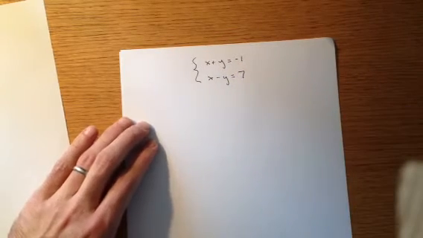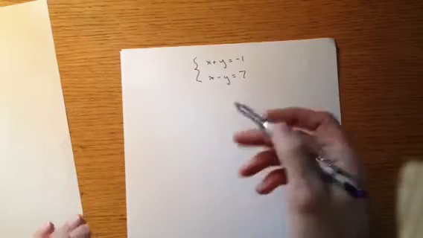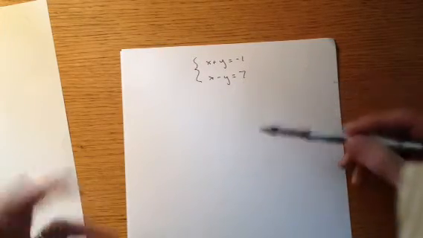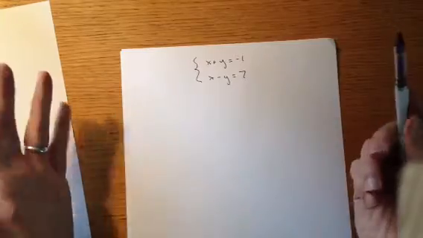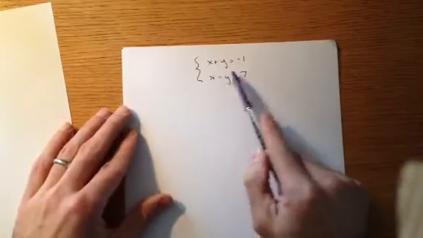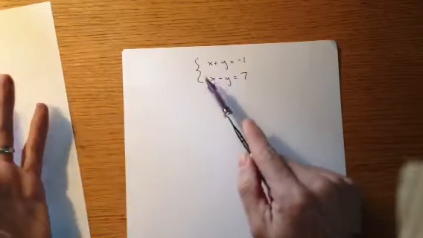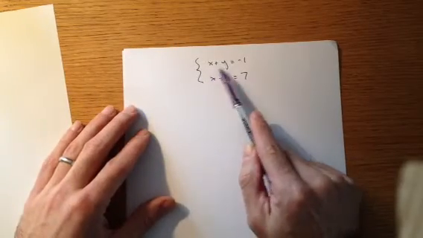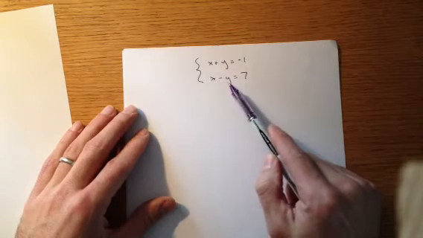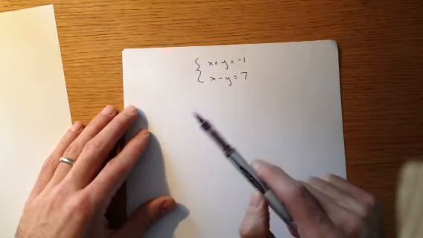So let's first look at this system. x plus y equals -1 and x minus y equals 7. Think about this in terms of some sort of context. What this is saying is there are two numbers, you don't know what they are, we'll call them x and y, that if you add these two numbers together, you get -1, but if you subtract the numbers, you get 7.